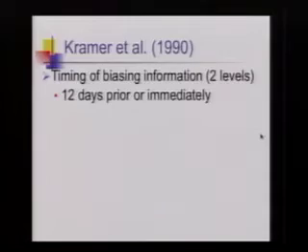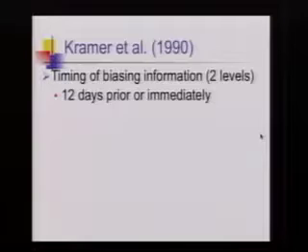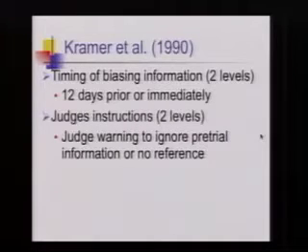This is one of these psychology studies that was extremely complex. They also manipulated when they gave the biasing information, either 12 days prior to the trial or immediately before. Okay? So either 12 days prior, you had time to think about it, or right before you're going to make your decision. They also had judges' instructions. So far, this is a 2 by 2 by 2 design. Okay, it's a very complicated design.